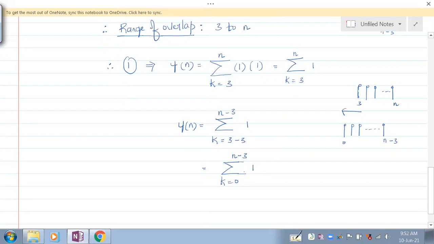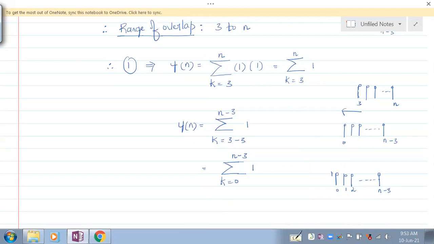Now can you tell me how many samples are there? How many ones are there? It starts at 0, then 1, 2, and it goes on and on, and here you have n minus 3. These are all ones. How many ones are there? Can you tell me now? Anybody? Go on. n minus 3?